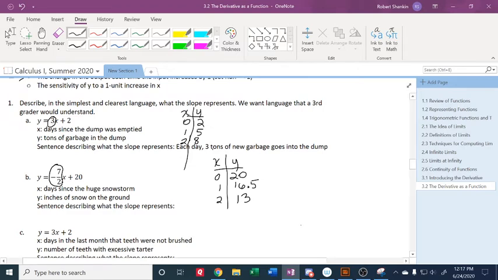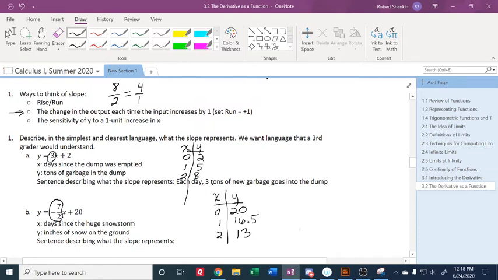So every day, 3.5 inches of snow melts from the ground. Okay, that once again is using this same thing right up here. The change in the output each time the input increases by 1. Every time the input increases by 1, a day goes by. Each day, so that's increasing the input by 1, 3.5 inches of snow melt.